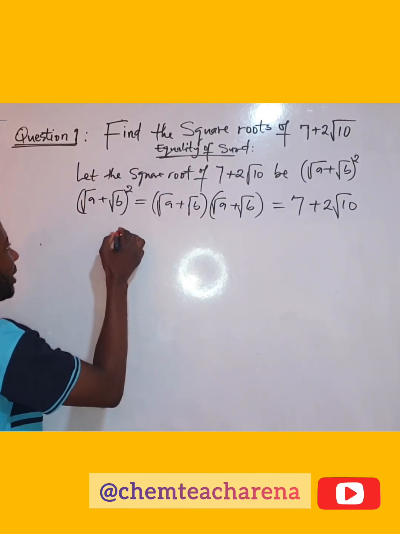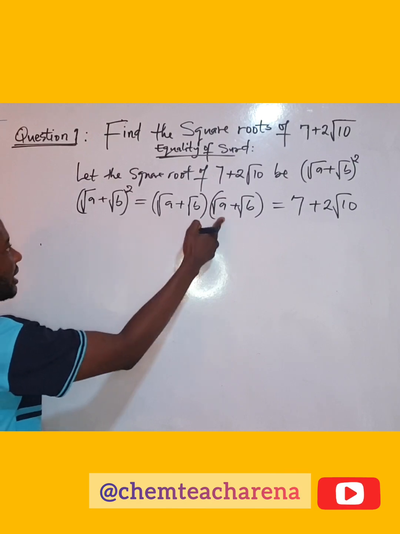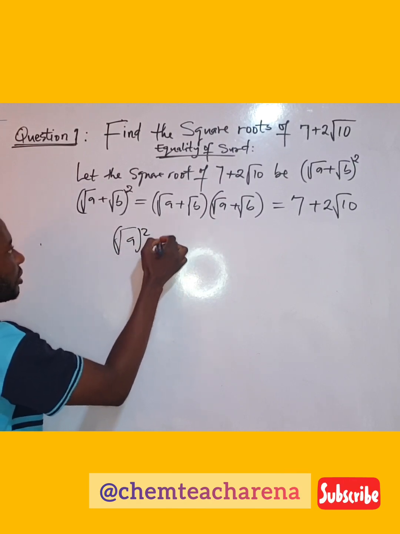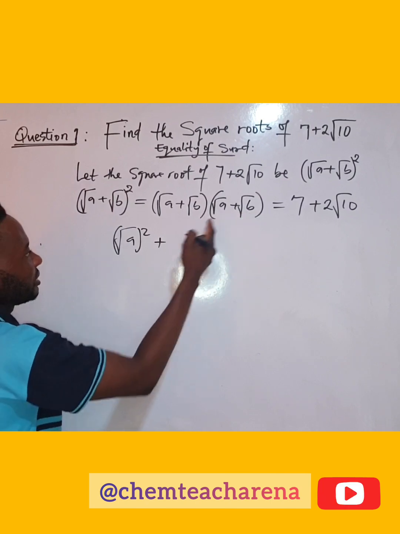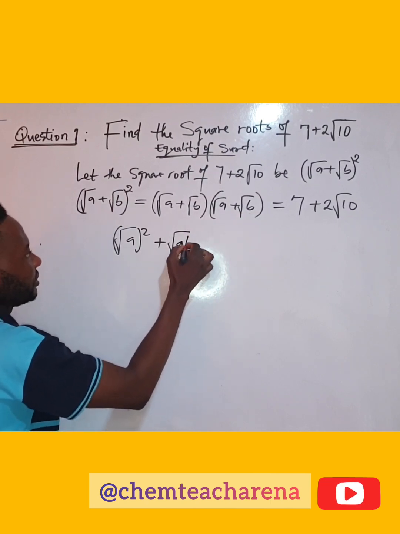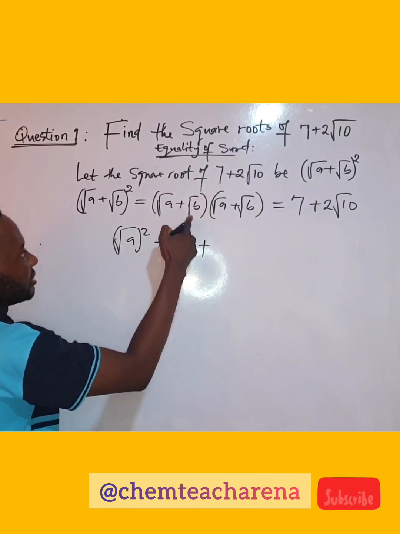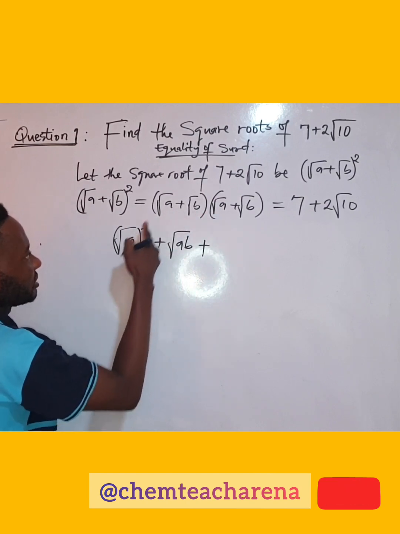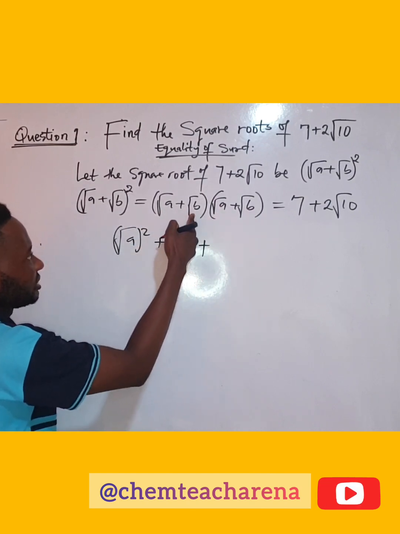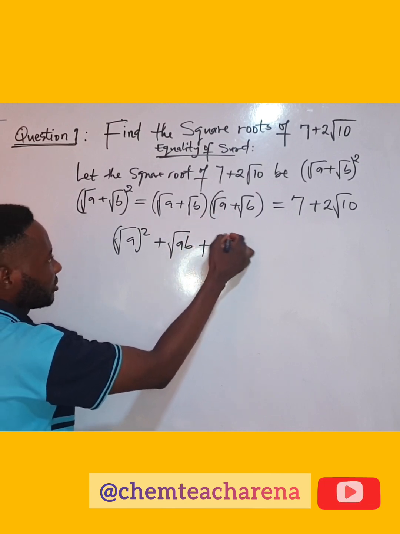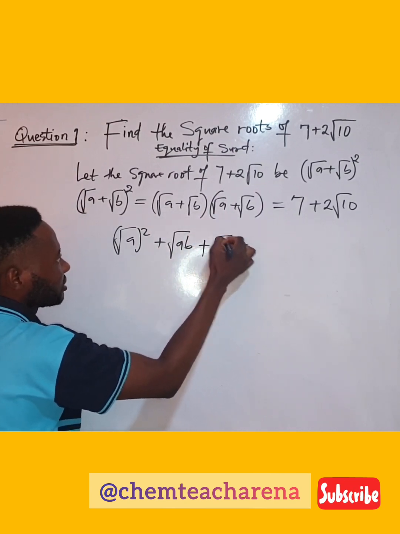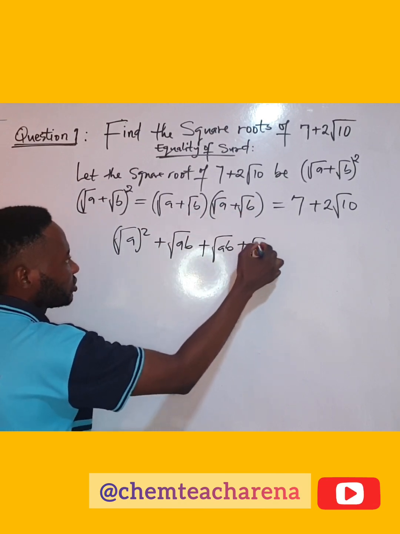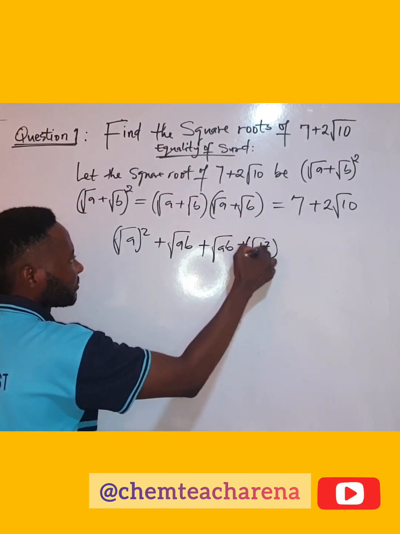So I multiply. I have root a times root a, I have root a squared, plus root a times root b, I have root ab, plus this times this. I just did this times this first, I got this. I did this times this, I got this. So I'm doing this times this, I will get another root ab, plus. Then I have this times this, I have root b squared.